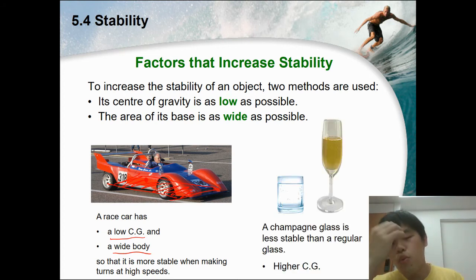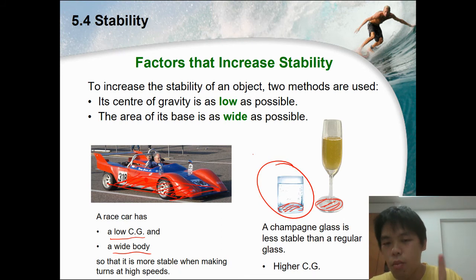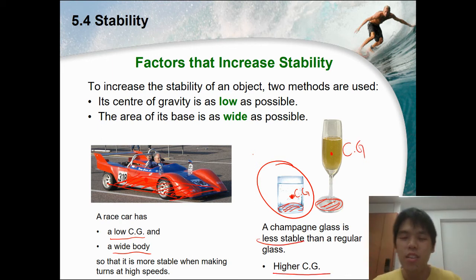Okay, now we have two glasses. The base area is about the same. Which is more stable? This is more stable. Why? Because it has a lower center of gravity here, whereas for a champagne glass, the center of gravity is slightly higher. So the champagne glass is less stable because it has a higher CG.